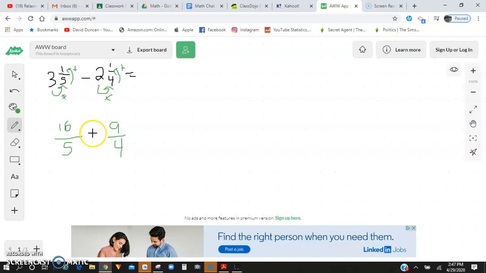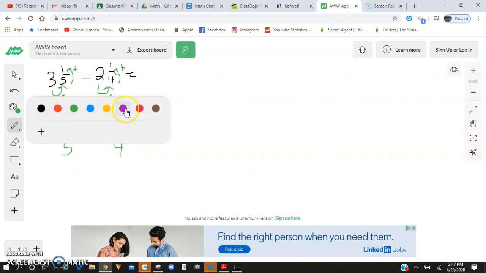Okay? Bring down my subtract sign. There we go. All I have done is converted my mixed numbers to improper fractions. That's the first step in subtracting mixed numbers. Now that I have denominators that are not the same, I need to do butterfly method.